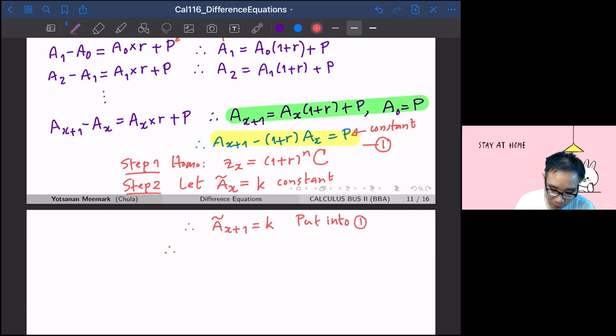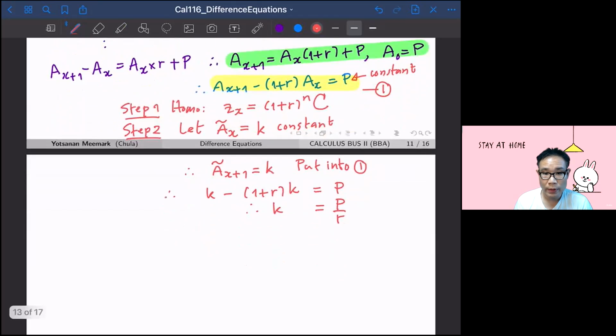So you would be able to solve for k. It's going to be (k minus 1) plus r times k equal to p, and you're going to have k equal to, so this one will be r, so it's going to be p over r. Okay, so you have k equal to p over r, which we already know, and you're going to have the solution.